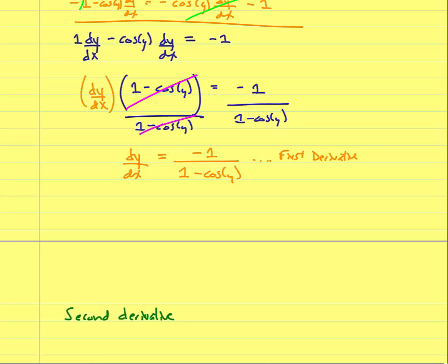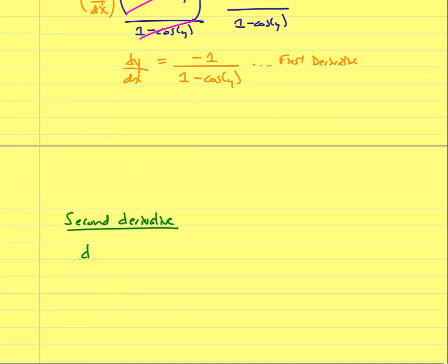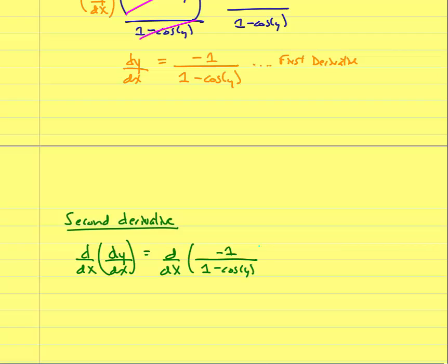So I'm looking at the left-hand side, and I'm starting with the derivative with respect to x of dy/dx. So I'm just looking at the left-hand side here, is equal to the derivative with respect to x of negative 1 over 1 minus cosine of y. So on the left-hand side, I have my second derivative, d squared y dx squared. So that's my notation that I'm looking at.